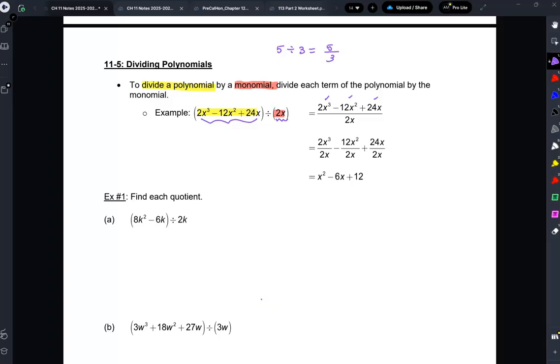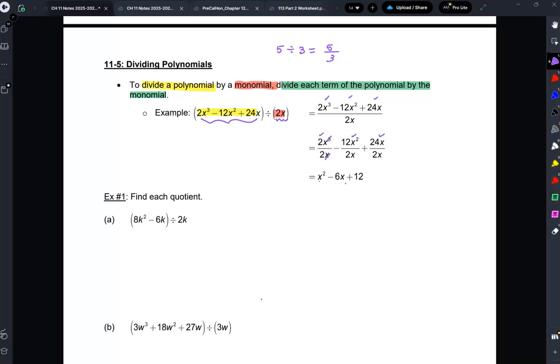Okay. So when you do that, you have to divide each term of the polynomial by the monomial. So take a look. The 2x cubed over the 2x, right? The 12x squared over the 2x. The 24x over the 2x. So you have to do each one over the same. So now here, these reduce. So I have x squared minus 12 over 2 is 6x plus 24x over 2x is 12.